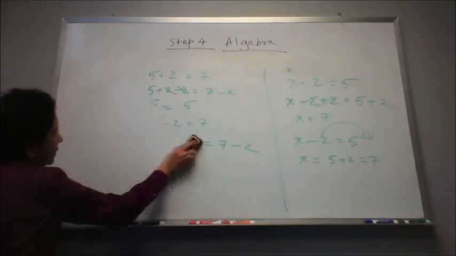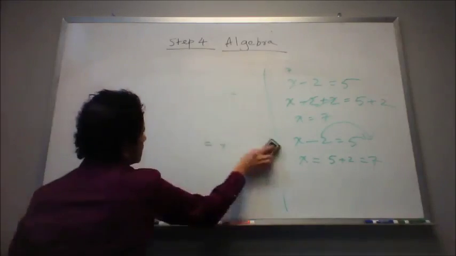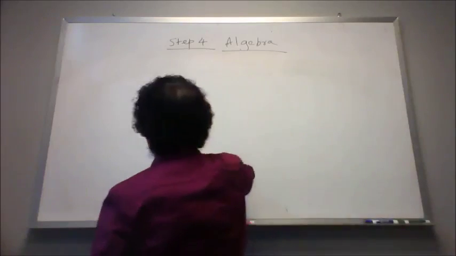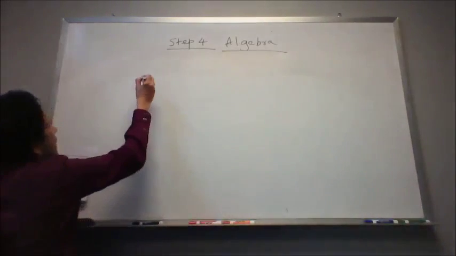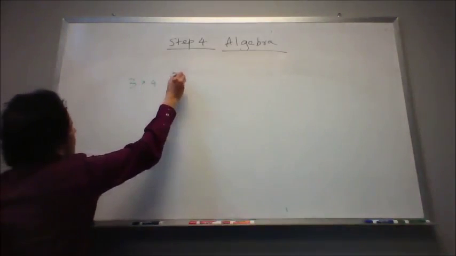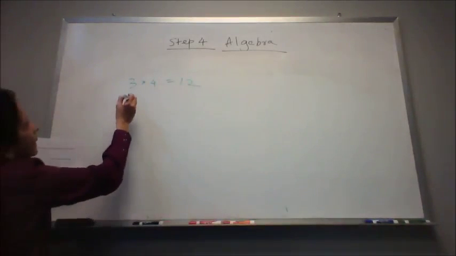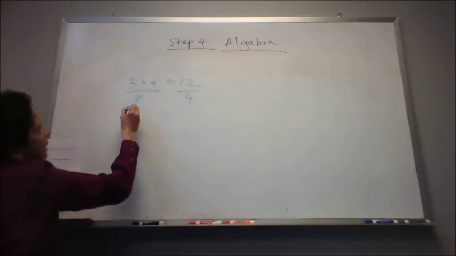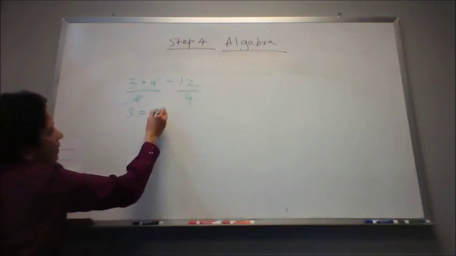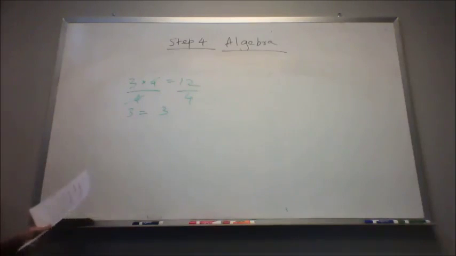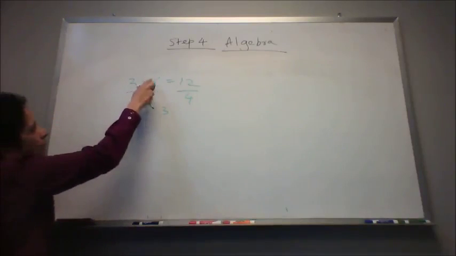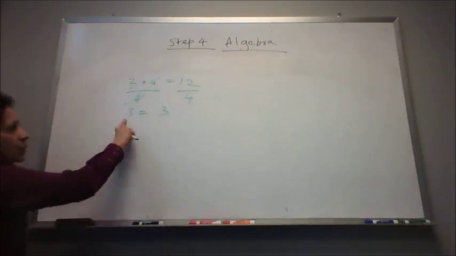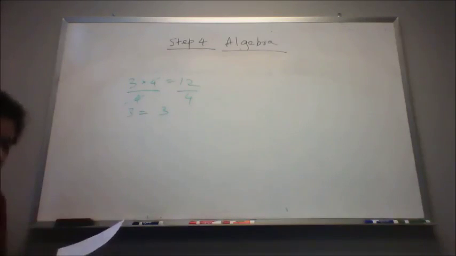So let's say that you've got multiplication and division kind of problems. How do you solve for x? Let's take a simple example again. I know that 3 times 4 is 12, right? So if I divide both sides by 4, I can cancel this out, I have 3 here, and 12 divided by 4 is 3, right? So whenever I'm multiplying two numbers, if I do the opposite operation on both sides, the right and left hand sides will be equal, right?